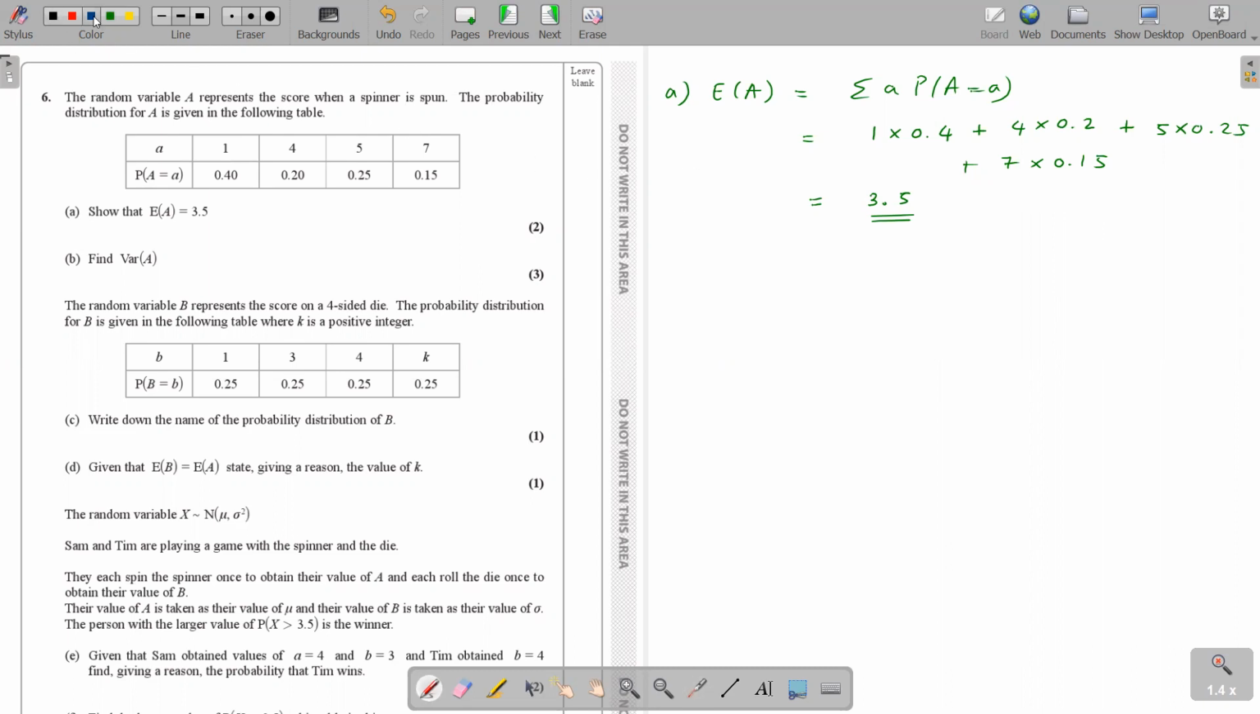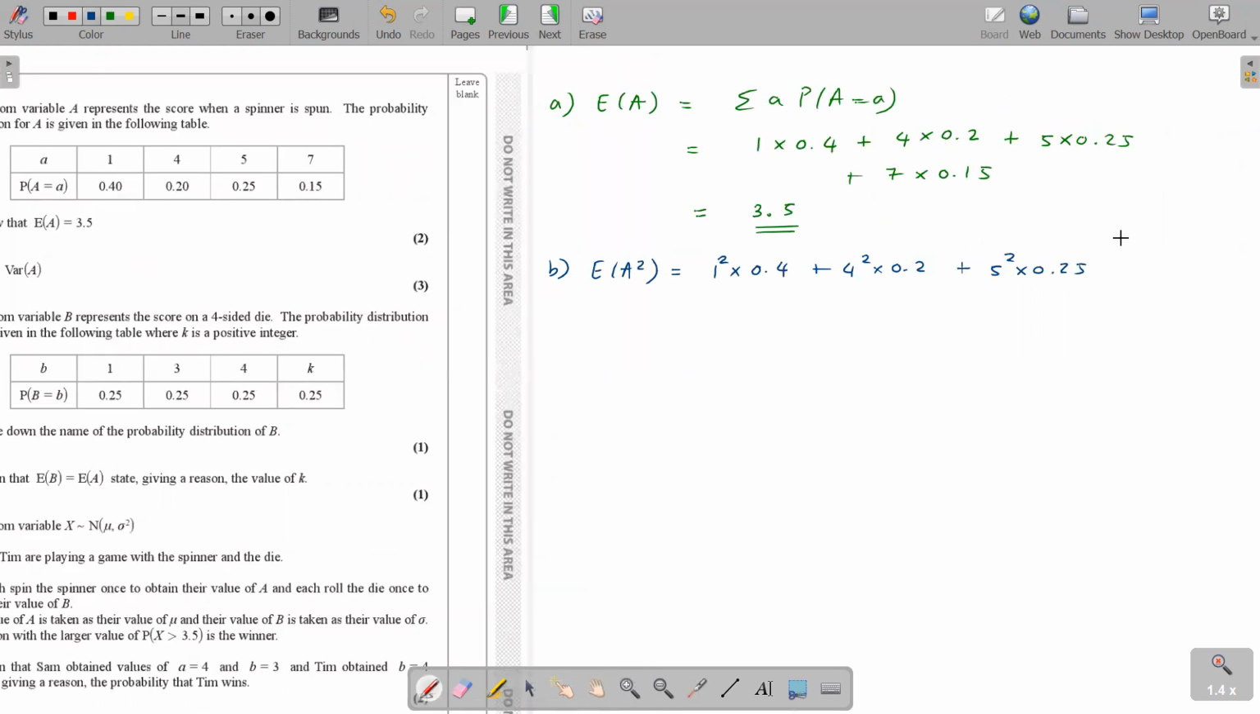Part B, they are asking you to find the variance of A. Before finding the variance of A, what should we find? We have to find the E(A²) value. So the E(A²) value is 1² into 0.4 plus 4² into 0.2 plus 5² into 0.25 plus 7² into 0.15. How much is the value for E(A²)? 17.2.